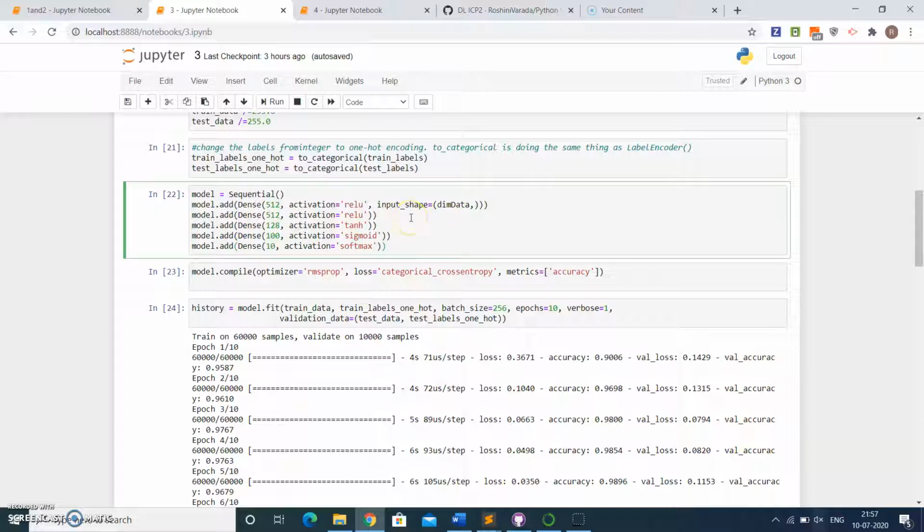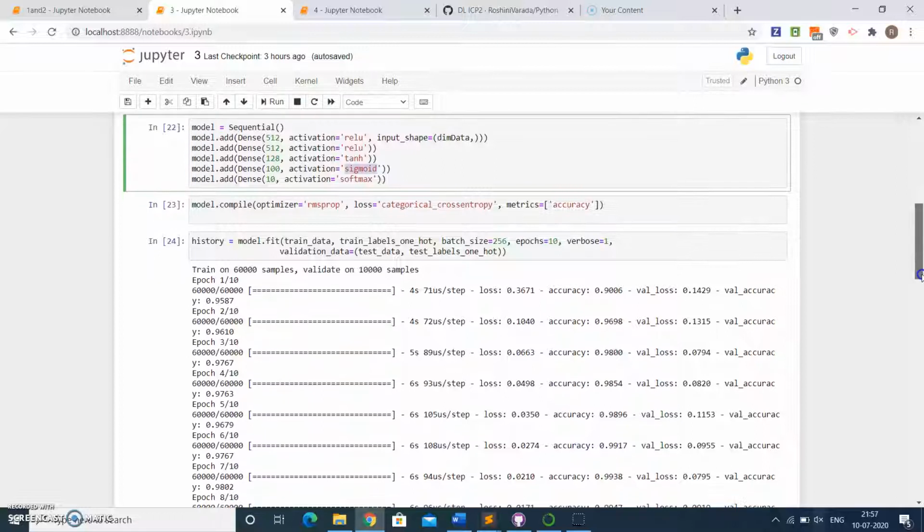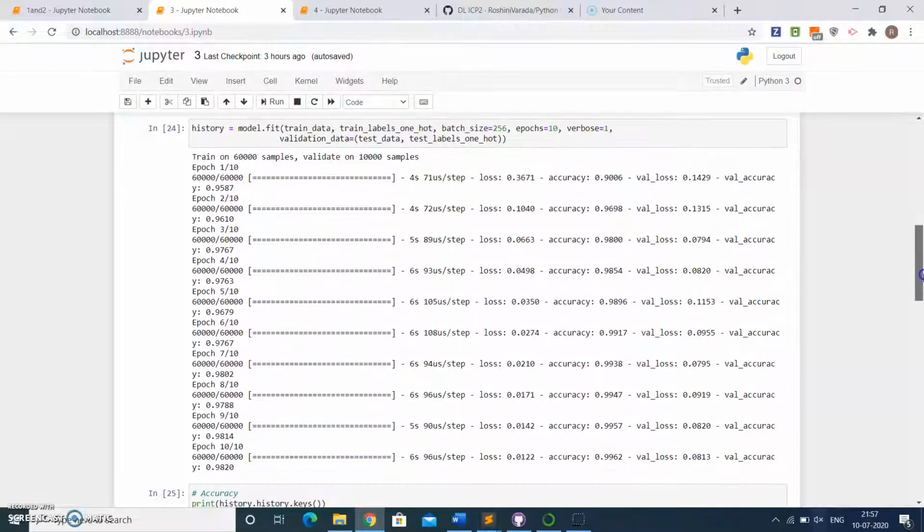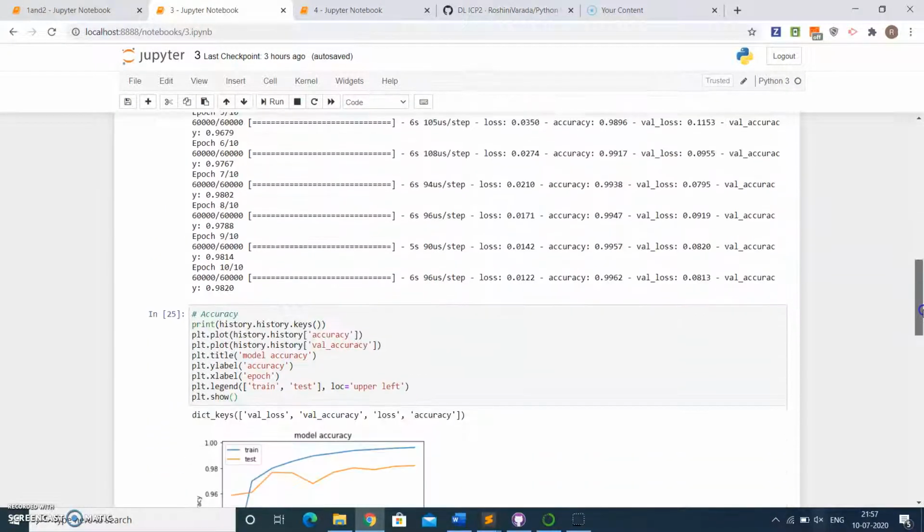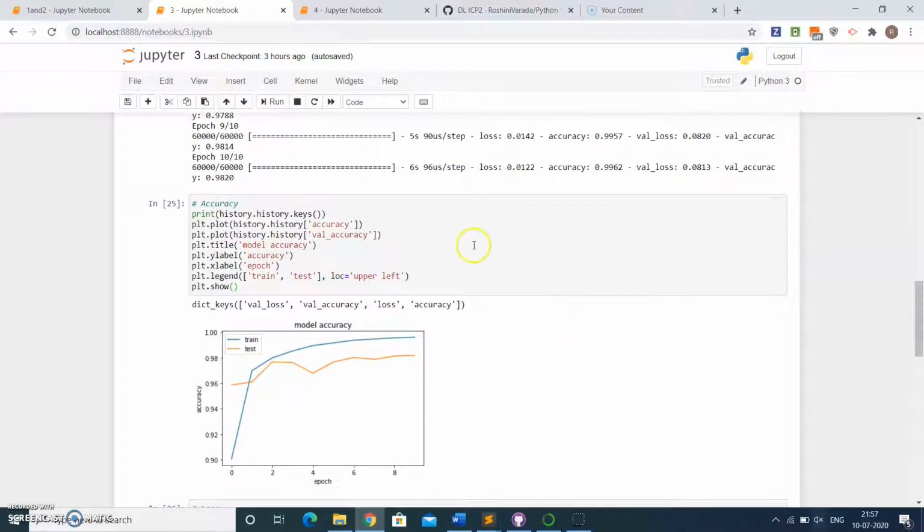The same thing, but what we are doing is adding two more dense layers here, where one has the activation function TANH, and the second layer has sigmoid here. Again we are doing the same thing: initiating the optimizer and loss value, as well as calculating the metrics, and after fitting the model we are again calculating the accuracy, taking accuracy on the y-axis and approach on the x-axis.